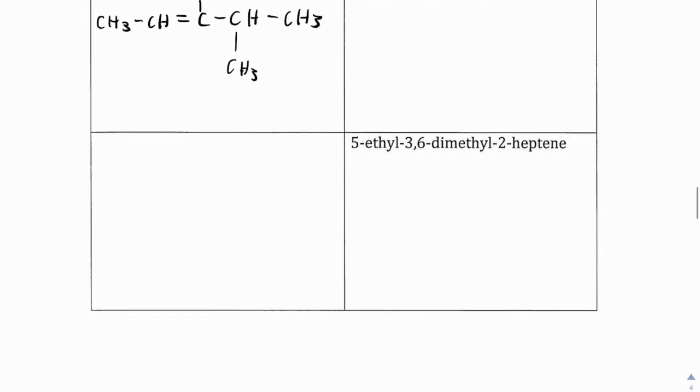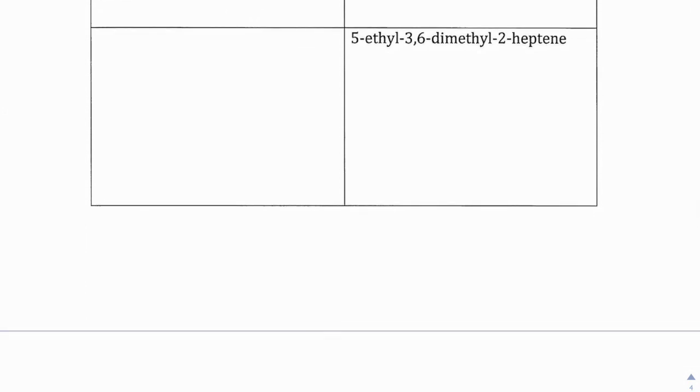Cool? Cool. Go here. This is the 5-ethyl 3,6-dimethyl 2-heptene. So my longest carbon chain is heptene, which is 7 carbons. On the 2nd carbon, making a bond to the 3rd carbon, there's a double bond, which is indicated right here. And let's do that then. Second carbon. Now, automatically I notice, okay, my 3rd carbon is the center of attraction. Is there anything coming off of my 3rd carbon? There is a methyl group coming off of my 3rd carbon. See that right here?